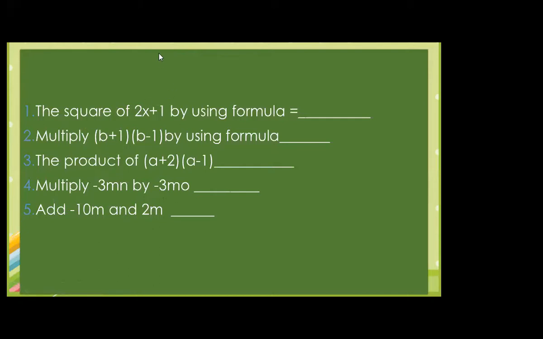Number one, 2x plus 1. By using the formula, you have to find the square. You can raise your hand and share your answers with me, or share your answer through the chat box if you know it. Yes, Vanya. Number one, the square of 2x plus 1 is equal to dash. Yes, Manahil, Rumesa, Ali, Abdullah, Ula, Sumaya.